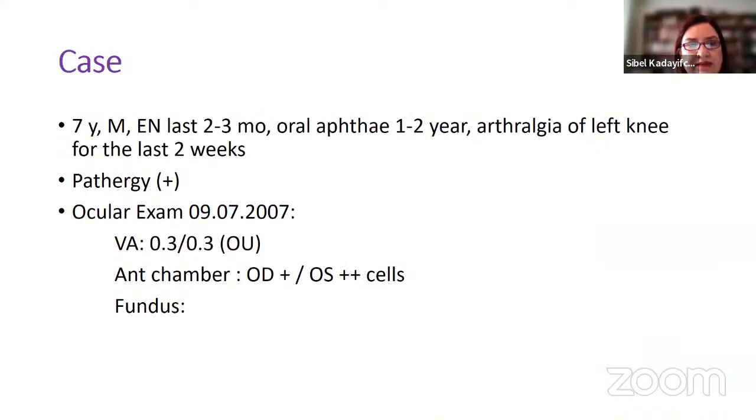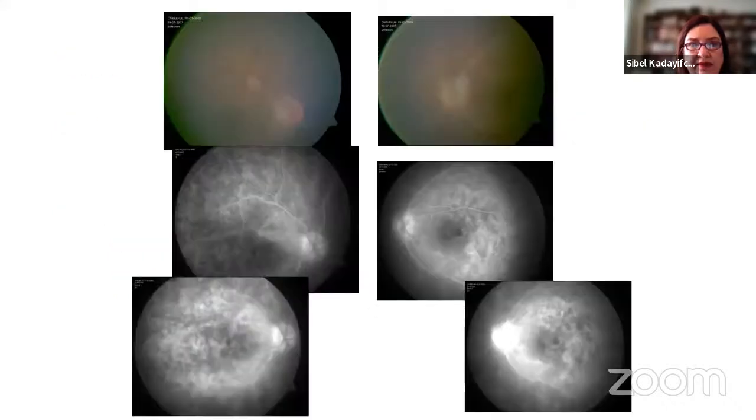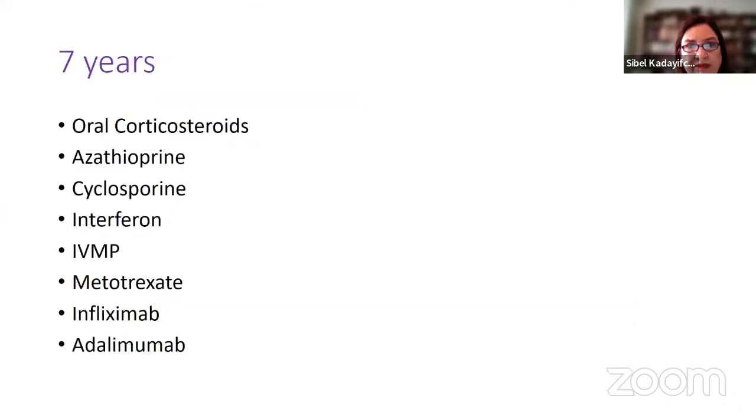Let's talk about the case. A 7-year-old boy presented with erythema nodosum for the last 2-3 months, oral aphthae for the last year, and arthralgia of the knee for the last 2 weeks. The pathergy test was positive. Ocular examination in 2007: visual acuity was 0.3 bilaterally, and in the anterior chamber there were 1 to 2 positive cells. But in the fundus we saw extensive vitritis and diffuse vascular leakage, which necessitated systemic treatment.